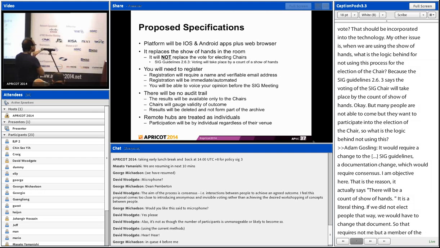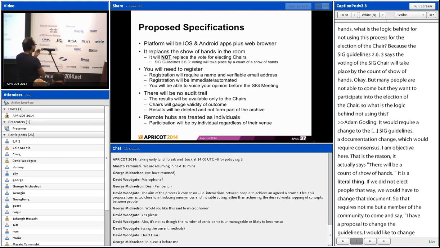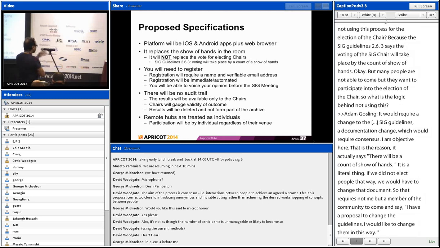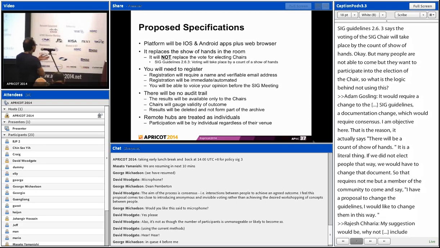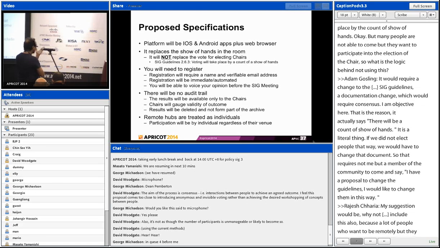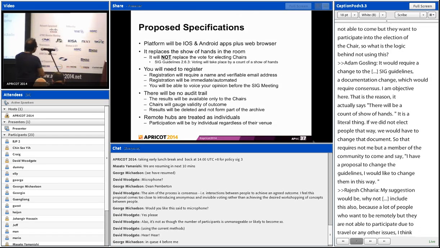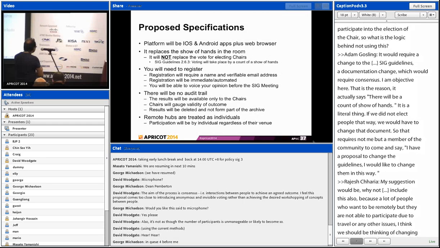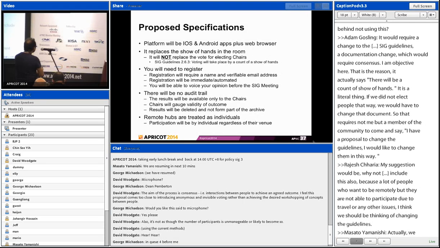My suggestion would be, why not include this also? Because a lot of people want to participate remotely, but they are not able to due to travel or other issues. I think we should be thinking of changing the guidelines. Actually, we do not think the current chair election system is good. It's not the best. We are thinking so.